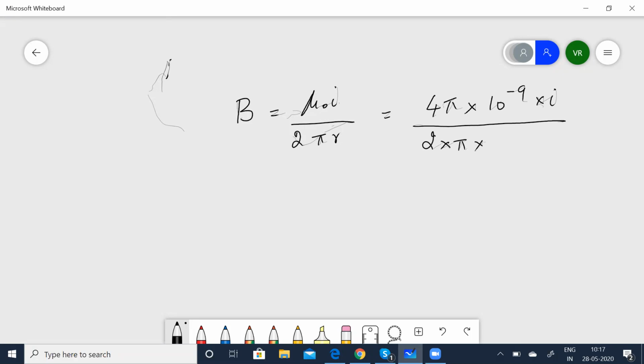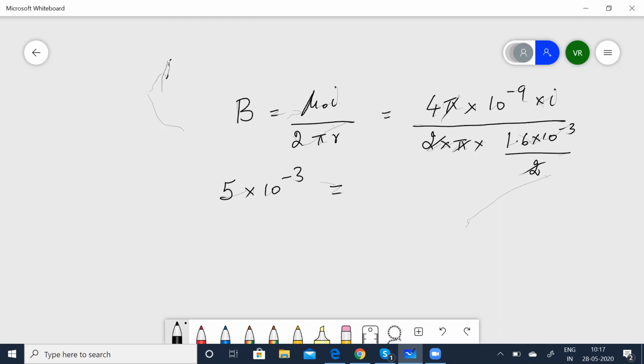millimeters, so we need to convert it. So 1.6 in 10 to the power of minus 3. That is a diameter, so divided by 2. So this 2 and 2 gets cancelled, pi gets cancelled. And the value for B is given as 5 into 10 to the power of minus 3.